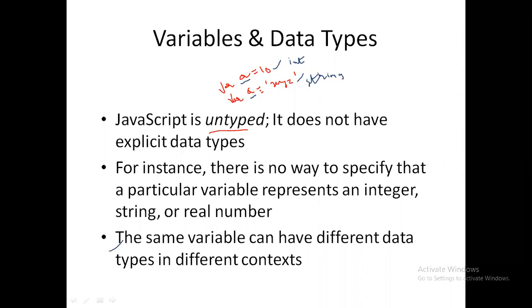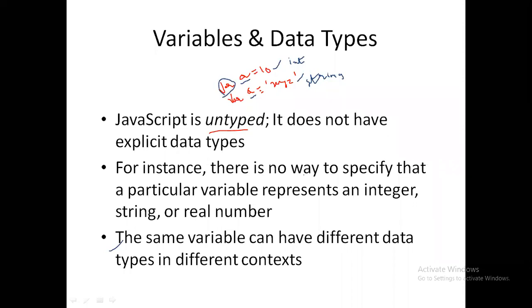Once it is declared as integer, it is integer only. It cannot be changed. In JavaScript, we don't have that kind of restriction. So that is what it says. First, you don't require any type. So it is an untyped language.